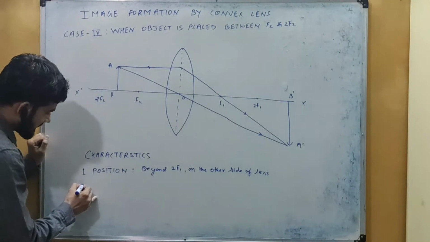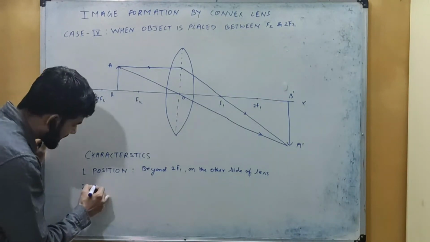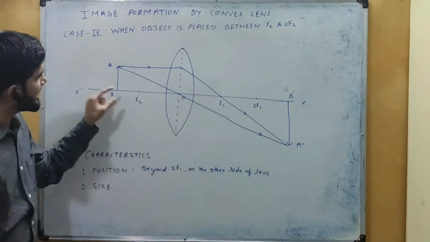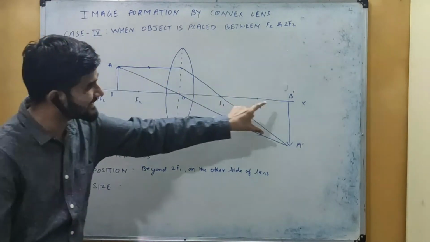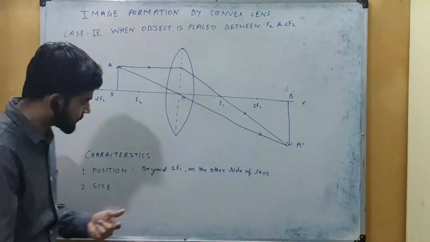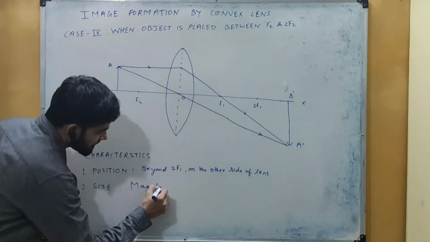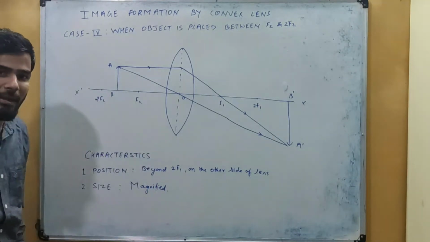The second characteristic is based on the size. So what will be the size of the image formed? You can see here the size of the object is smaller but the size of the image is bigger. So here we can write magnified image. This image formed is magnified.